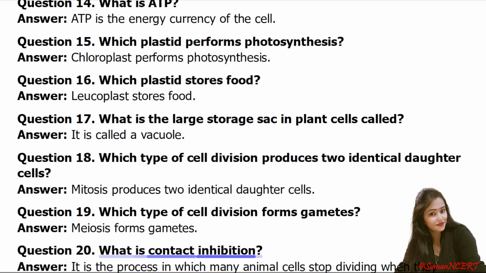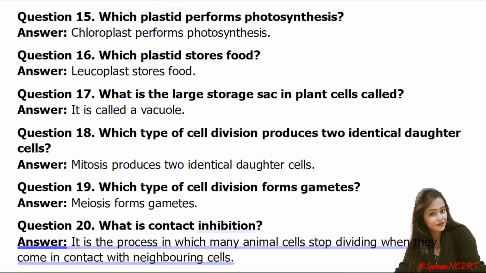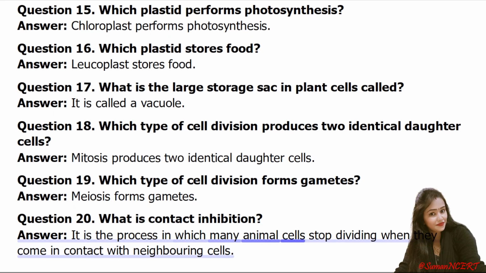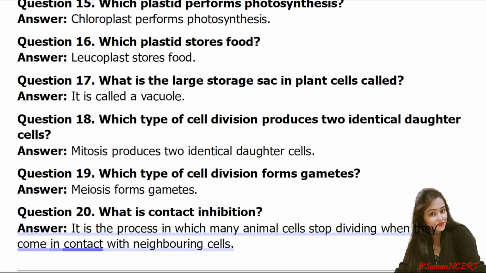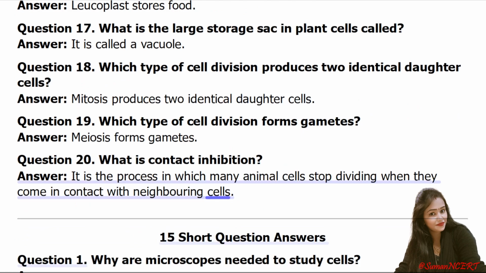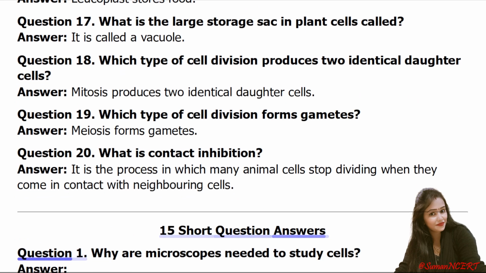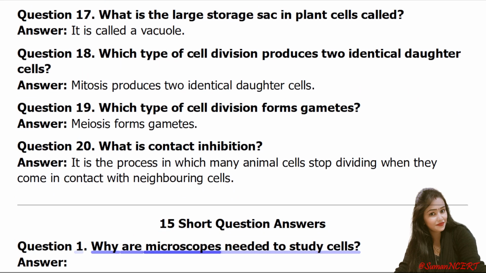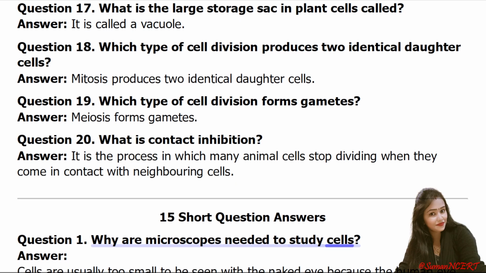Question 20. What is contact inhibition? Answer: It is the process in which many animal cells stop dividing when they come in contact with neighboring cells. 15 short question answers. Question 1. Why are microscopes needed to study cells?